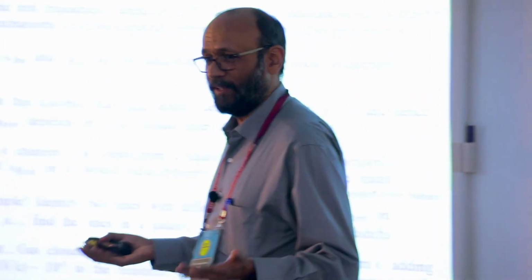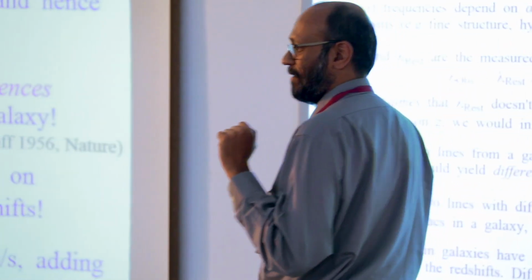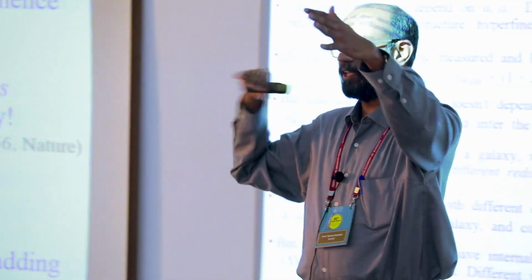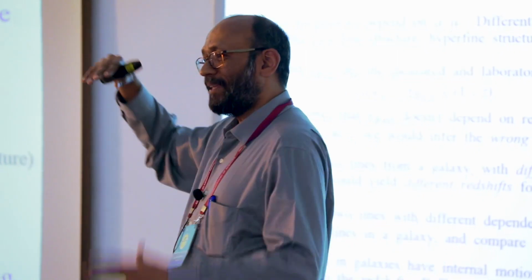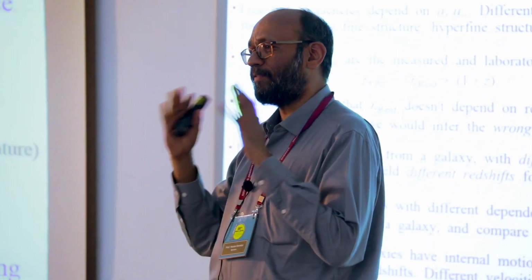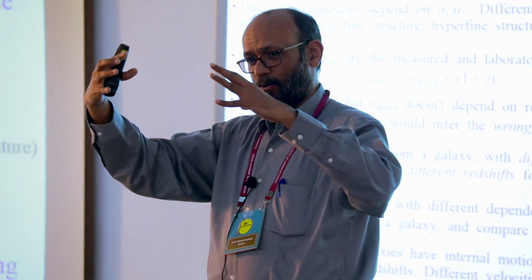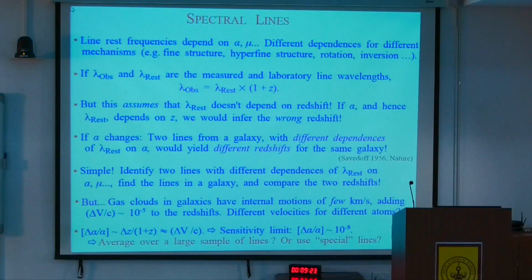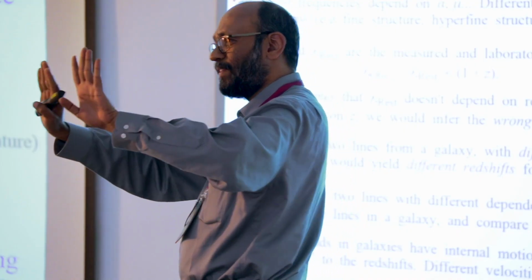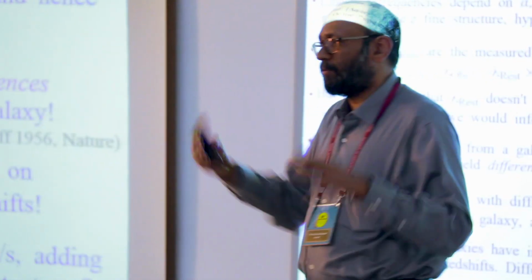There's a catch, as always. The catch is that a galaxy is not a point particle. A galaxy is a big object. It's a nasty object. It does all kinds of nasty things. It's got turbulence, it's got rotation. And gas clouds inside a galaxy are moving at speeds of tens of kilometers per second. In fact, within the cloud, you'll have speeds of kilometers per second. Now, this is bad news, because this means that you're measuring a redshift over here, but these internal motions of a few kilometers per second would add delta V by c, where delta V is a few kilometers per second, of the order of 10 to the minus 5, to every measured redshift. Which means any difference that you see between line redshifts could simply just be the motions of the gas.